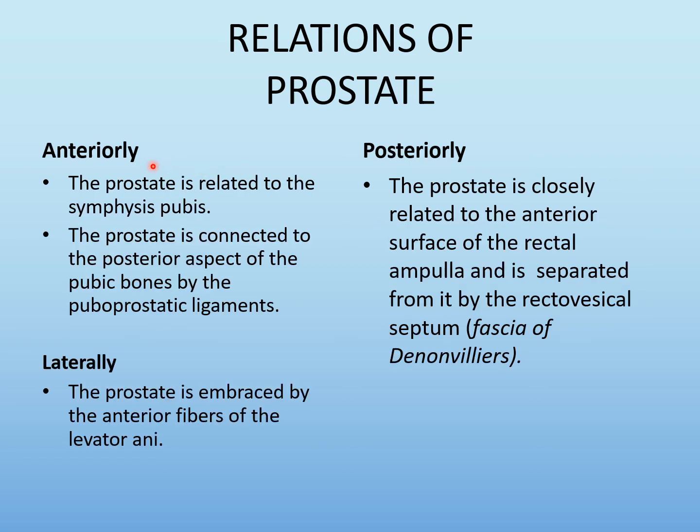About its anterior relation, anteriorly it is related to the symphysis pubis. Laterally, it is embraced by the anterior fibers of levator ani. On either side of the prostate, the levator ani muscle is seen. Posteriorly, it is related to the rectal ampulla.